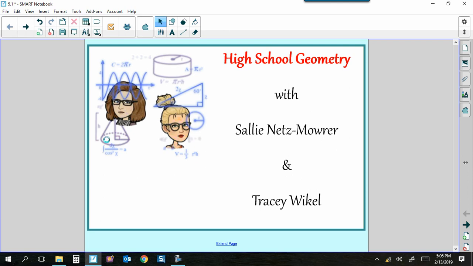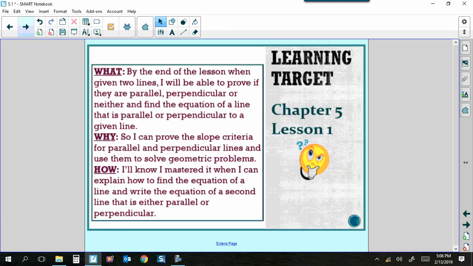Weichel. And today we are looking at Chapter 5, starting with 5.1, Slope, with parallel and perpendicular lines. By the end of the lesson, when given two lines, you will be able to show if they are parallel, perpendicular, or neither to each other, and find the equation of lines that are parallel or perpendicular to another given line.